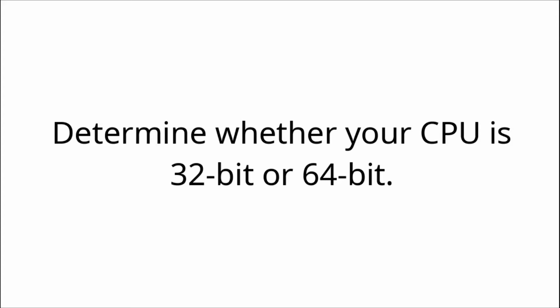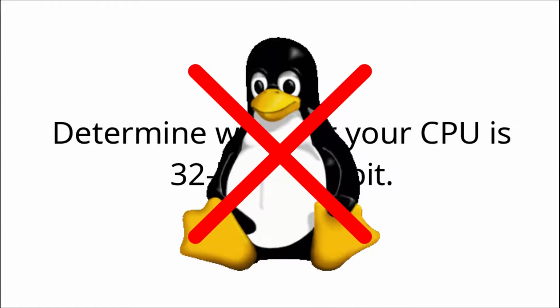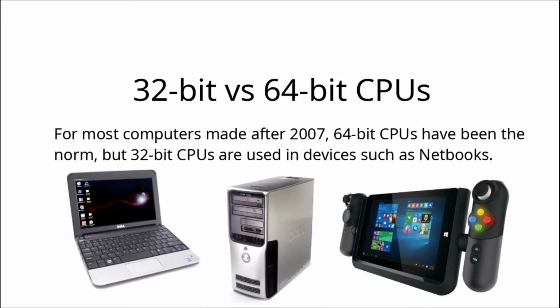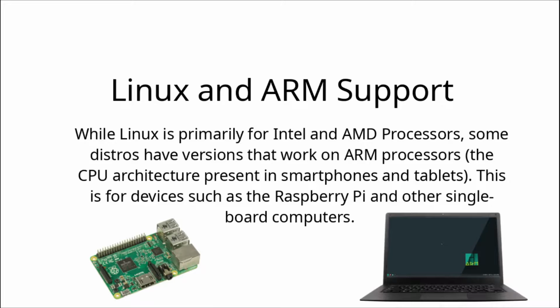The first step is determining whether you have a 32-bit or 64-bit CPU. This isn't exclusive to Linux, but if you have a 32-bit CPU then you can't use a 64-bit operating system. Most computers made after 2007 have 64-bit CPUs, but if you have a computer older than that, or you're using a device such as a Windows tablet or netbook, then there's a possibility it uses a 32-bit CPU. Some distros also have versions made for ARM to run on something like a Raspberry Pi.